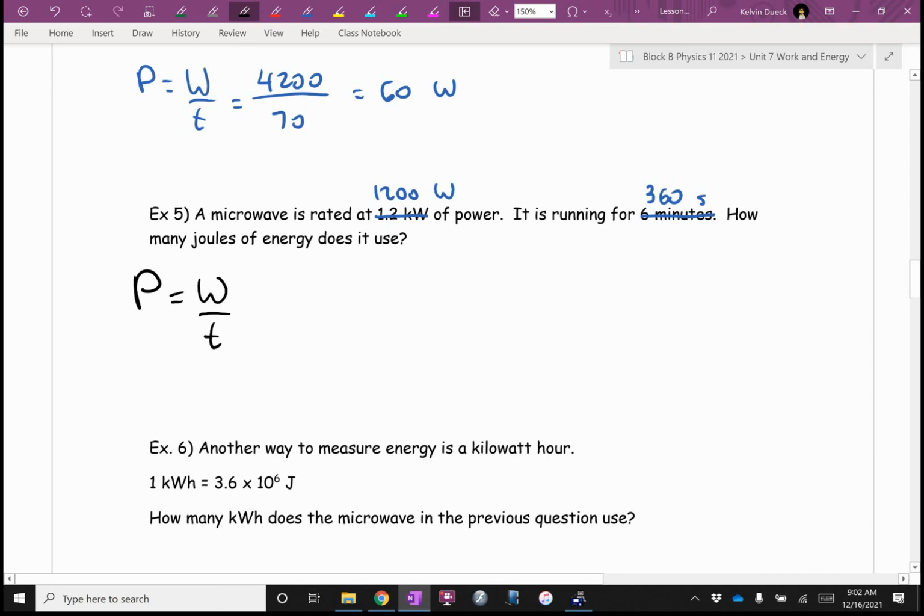Nick, which of those 3, power, work, time, is measured in joules? Is time measured in joules? Okay, so it's not that. Power is measured in watts. So is power measured in joules? What's measured in joules? It's got to be work. Let's get the W by itself. Nick, what's the T doing to the W? So another way to find work, which is energy, is power times time.